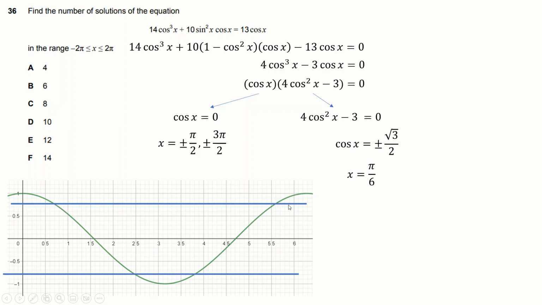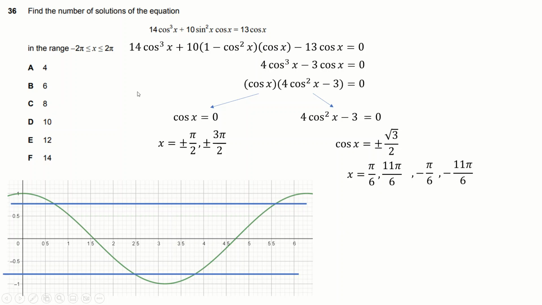the next solution over here is going to be pi over 6 back. So you end at 2 pi, cos ends at 2 pi. Pi over 6 back from that gets you to 11 pi over 6. But likewise, because you're also looking in the range down to minus 2 pi, you can have the symmetrical solutions on the other side. So you can have minus pi over 6 and minus 11 pi over 6 as well.